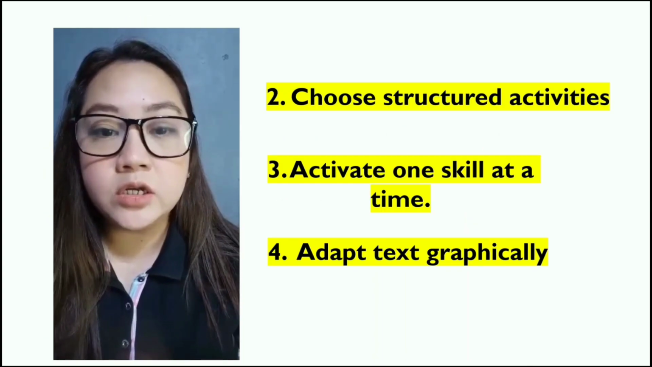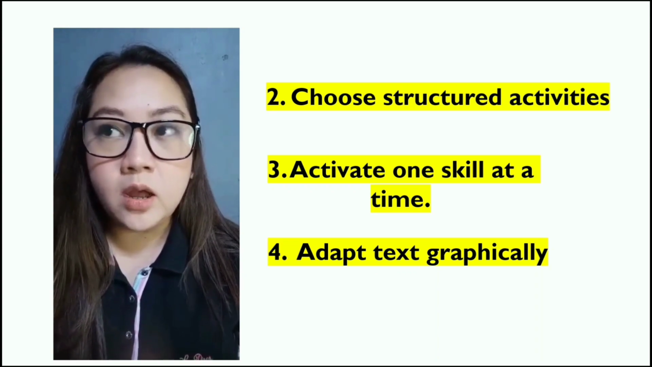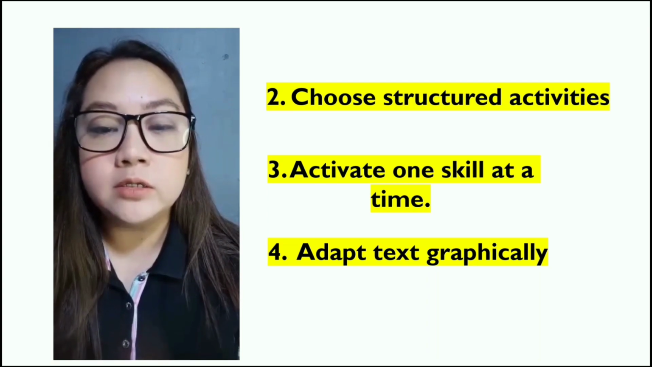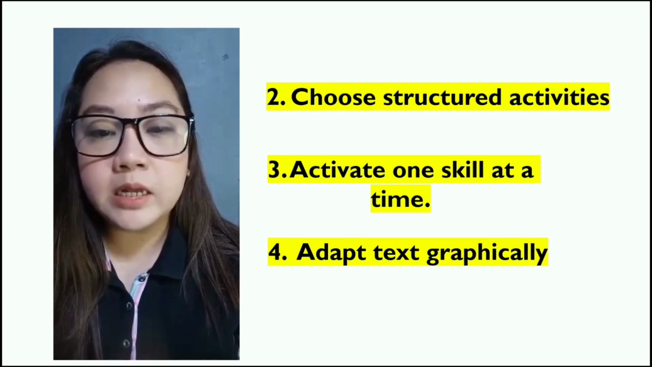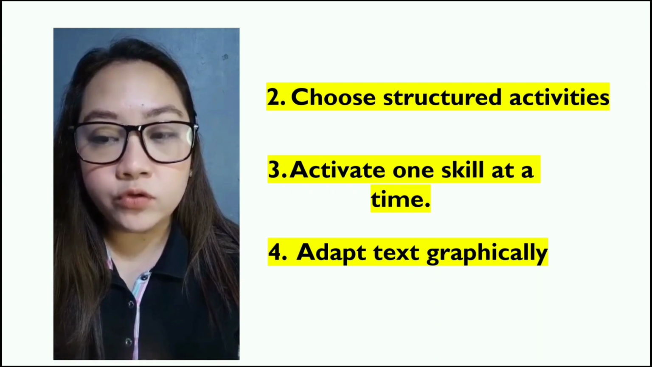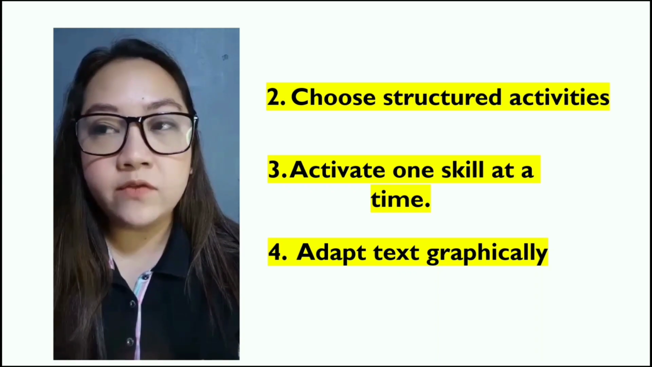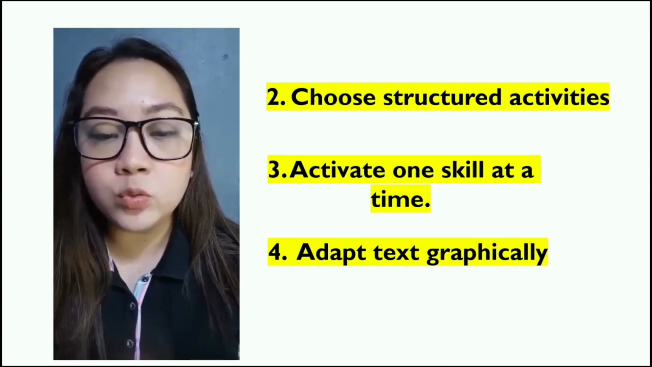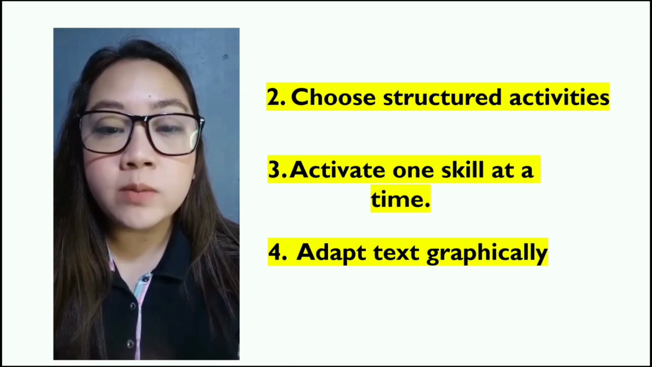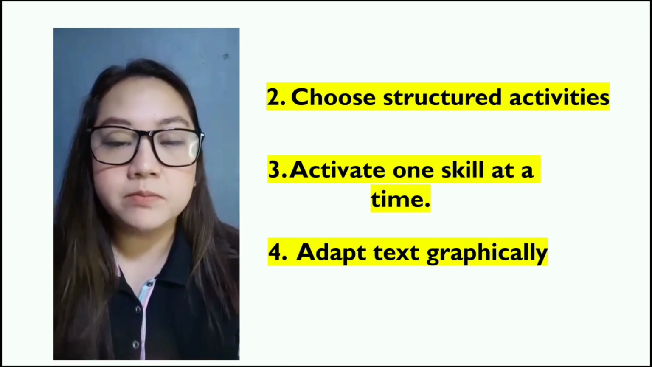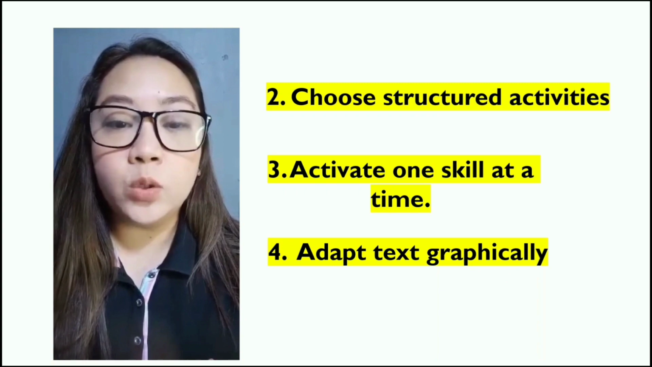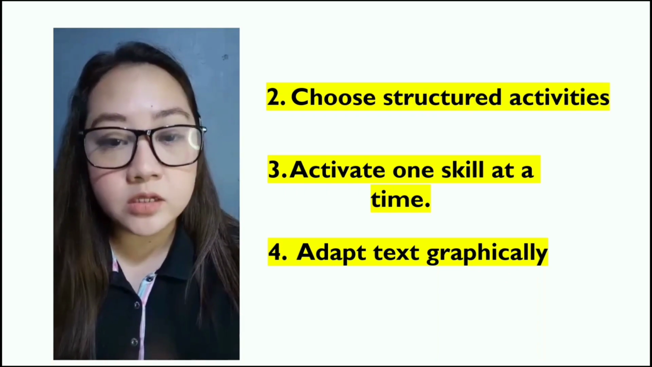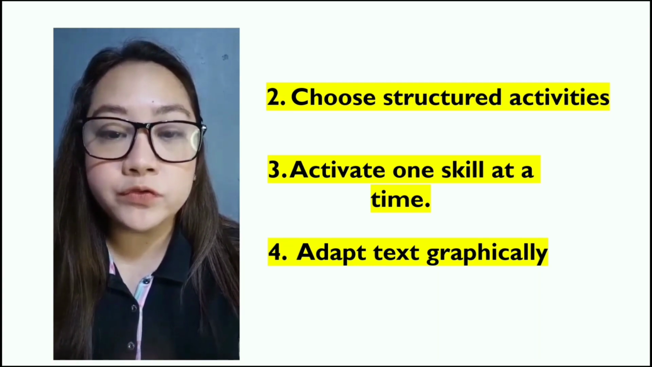The second strategy is choosing structured activities, assuring that the activities are appropriate to their learning disabilities. Most of the time, dyslexic students are more visual learners. So giving them worksheets that have more pictures rather than letters will encourage them to be engaged in the activities. The third one is activating one skill at a time. When given activities that use a lot of skills, students get lost most of the time.